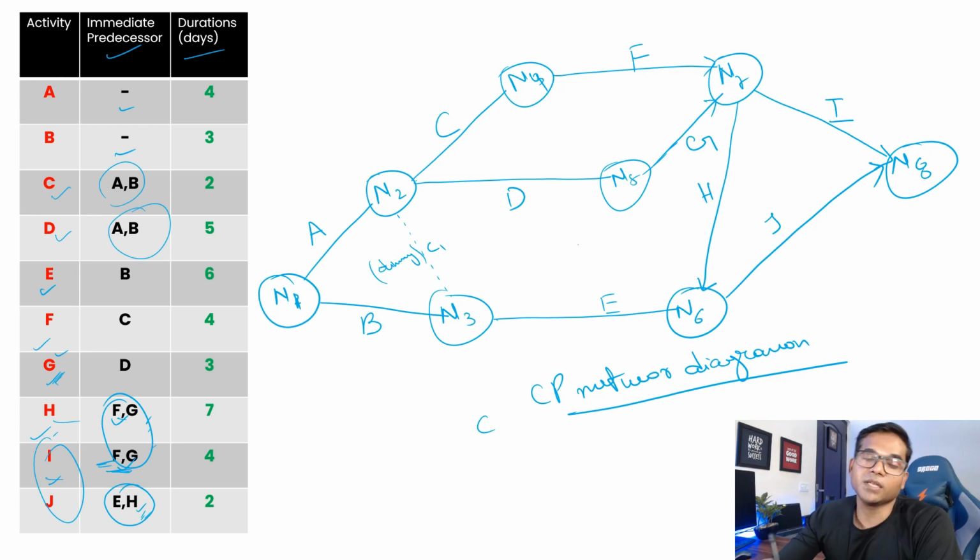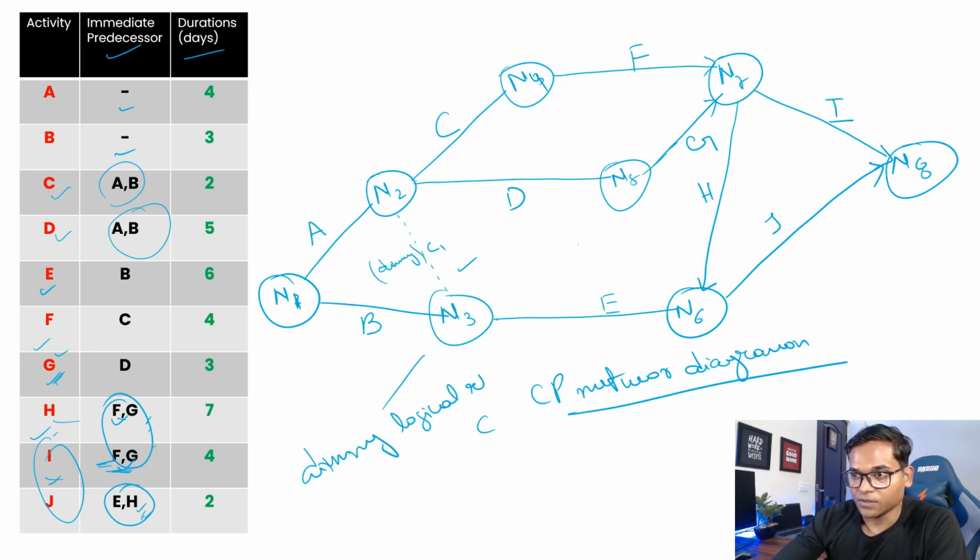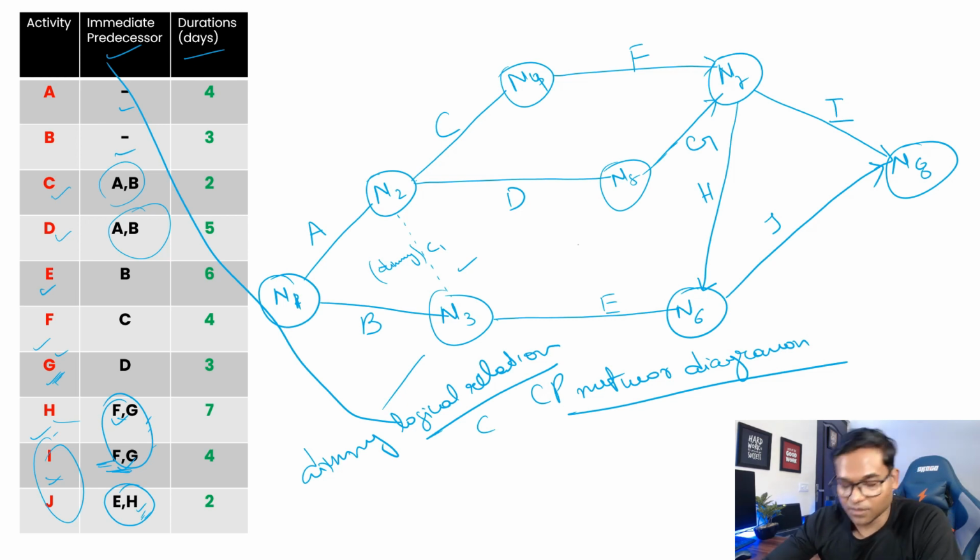We'll be calculating this later. I just want to show you how to utilize the dummy activity, and then we'll come back and solve this problem with the critical path, right? So for the time being, just focus on how we utilize this dummy activity to complete our logical relationship, right? Logical relationship means this immediate predecessor.